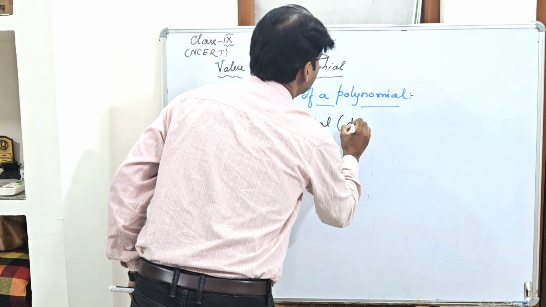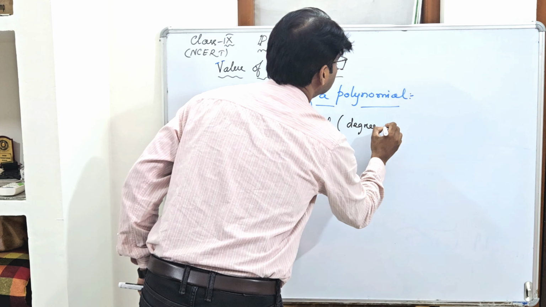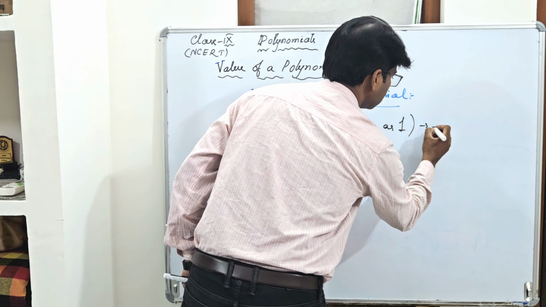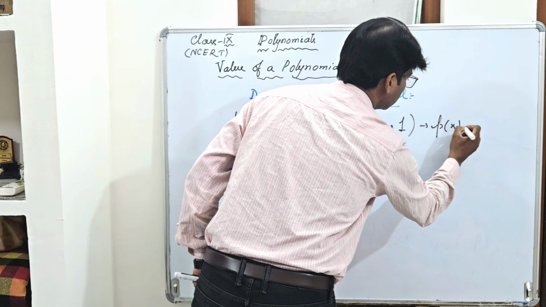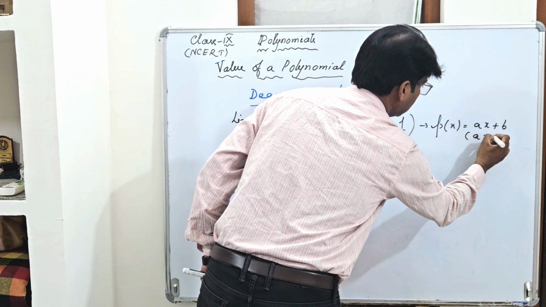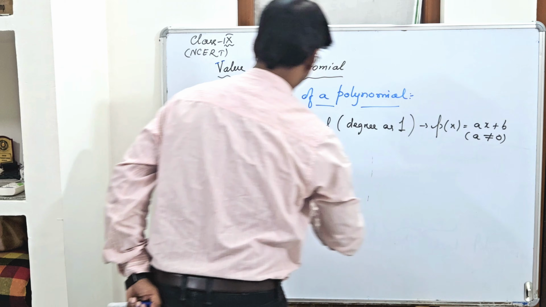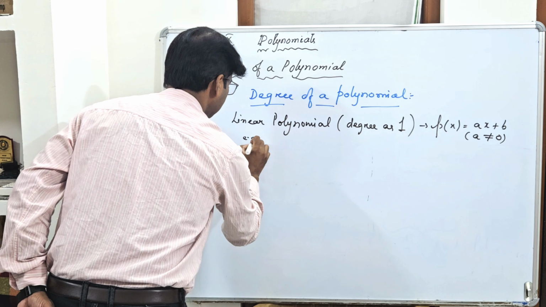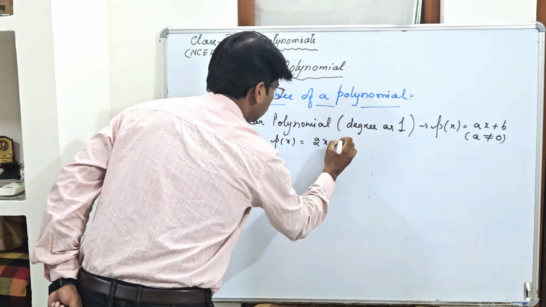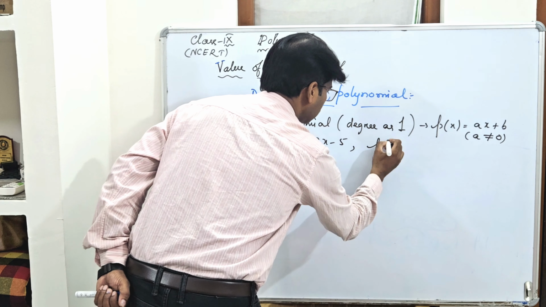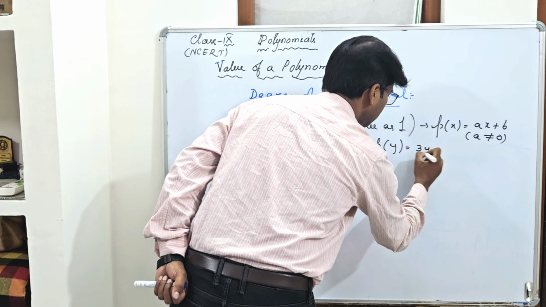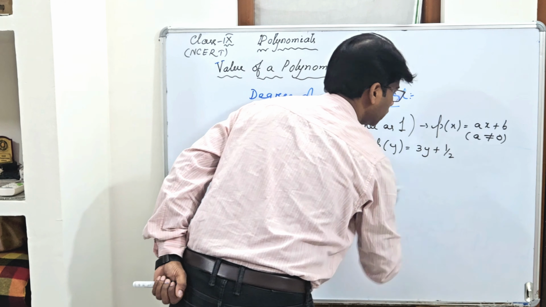which is having degree 1, and its general form is p of x is equal to ax plus b, where a is not equal to 0. For example, I can write p of x is equal to 2x minus 5. P of y, if I write in another variable, it will be like 3y plus 1 by 2. I can also write.